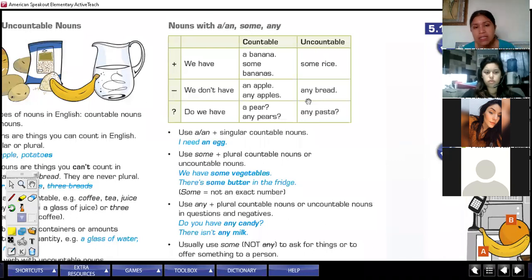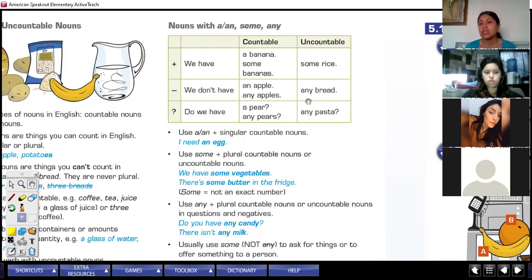Use a or an plus singular countable nouns. I need an egg. También lo podemos utilizar a or an para hablar de no contables, pero sobre la cantidad, sobre el container. For example, I need a bottle, a water bottle. I need a water bottle. I'm talking about the bottle, not about the liquid, right?